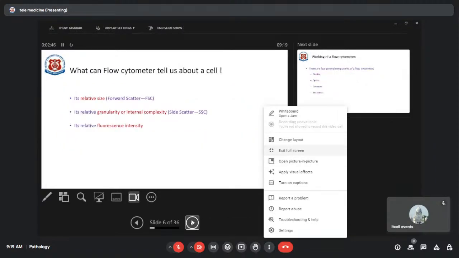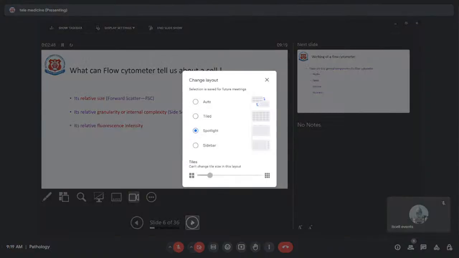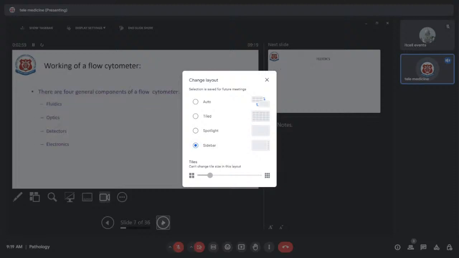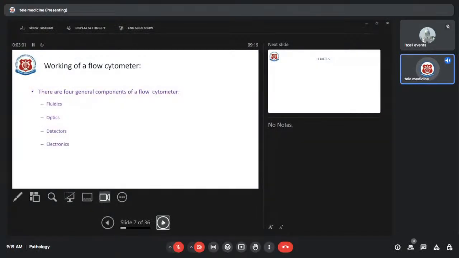So it tells us about the size with the help of the forward scatter, and about the relative granularity or internal complexity of the cell with the help of the side scatter. So for the basic flow cytometer, we need 4 components. They are the fluidics through which the cells will flow. There are the optics, which will emit the lights. There are detectors, which are placed to detect the emitted light, and the electronic system. So these are the 4 basic components.